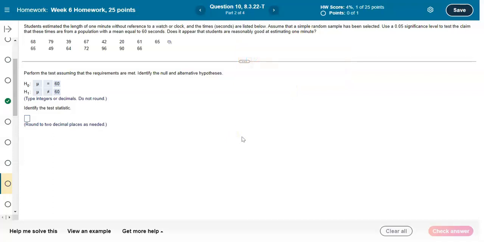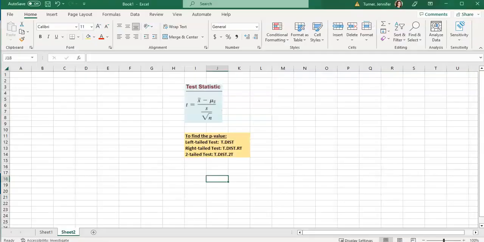So first we need to identify the test statistic. We can do this in Excel, and we're going to have to do this kind of by hand. We're going to build the test statistic ourselves based on the information we were given. So first we need to build this formula right here: x bar minus mu x bar, divided by s over the square root of n. So what do all those mean?